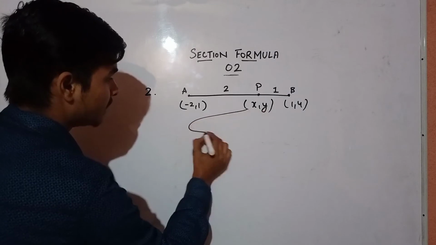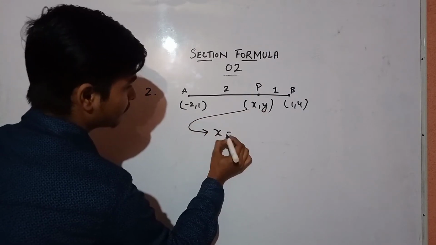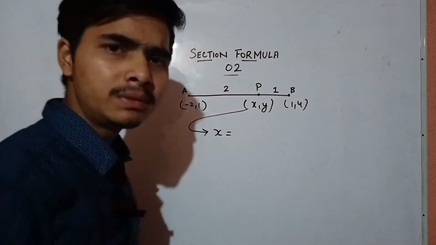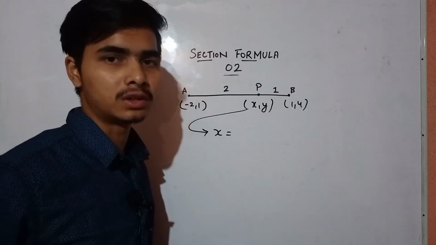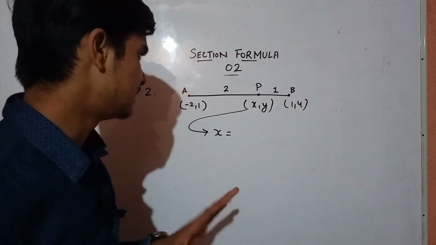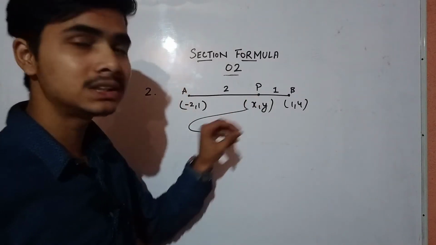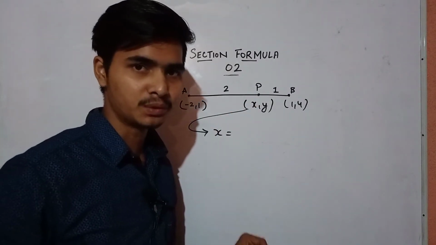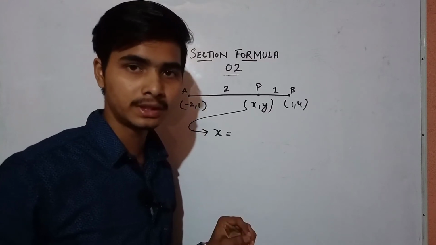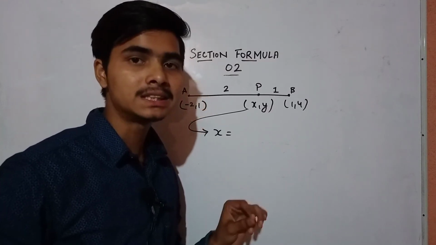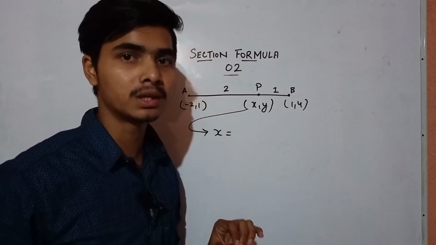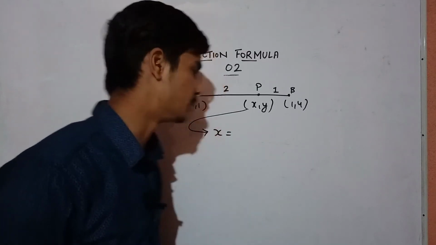Now, how we are going to find the x coordinate? Will we use the midpoint formula? Absolutely not. Why? Because in the question we have not been given that this point is the midpoint of this line. Okay, it has not been given, so we are not going to use the midpoint formula. Instead, we are going to use that section formula which I have discussed in the last video.